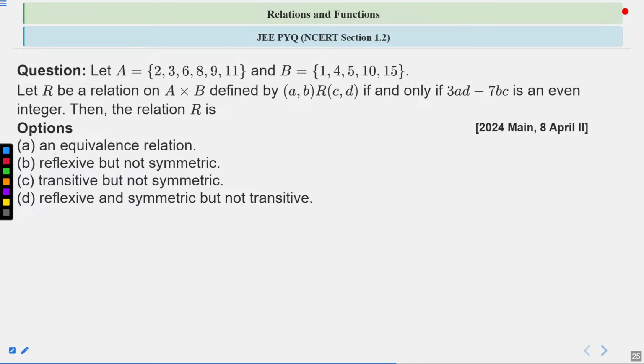This question says, let set A be equal to {2, 3, 6, 8, 9, 11} and set B be equal to {1, 4, 5, 10, 15}.